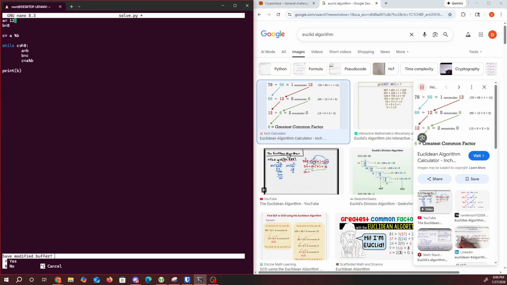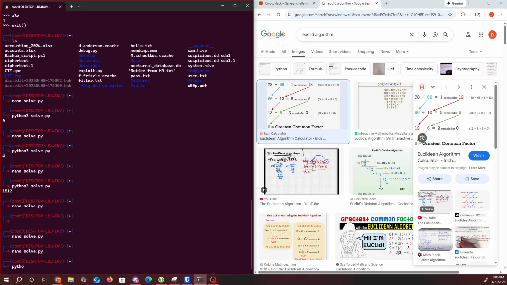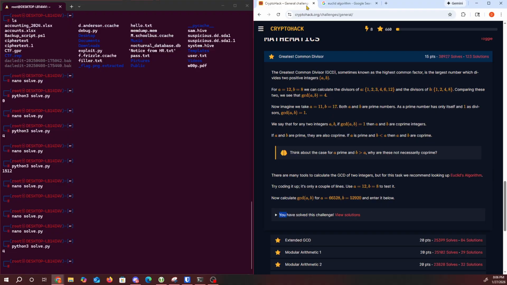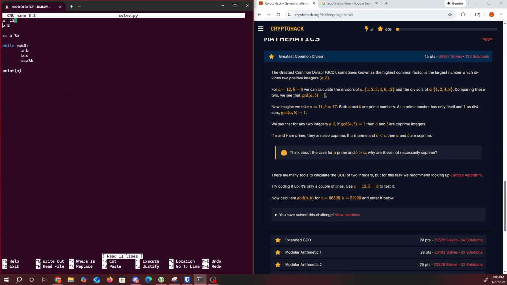Now if we run this code, python3 solve.py, we get 4, which is the answer that we see here. GCD is equal to 4. And let's go over this logic again. We have 12 and 8, and c equals that. So if c is not equal to 0, then it's going to run the rest of the code right here below.